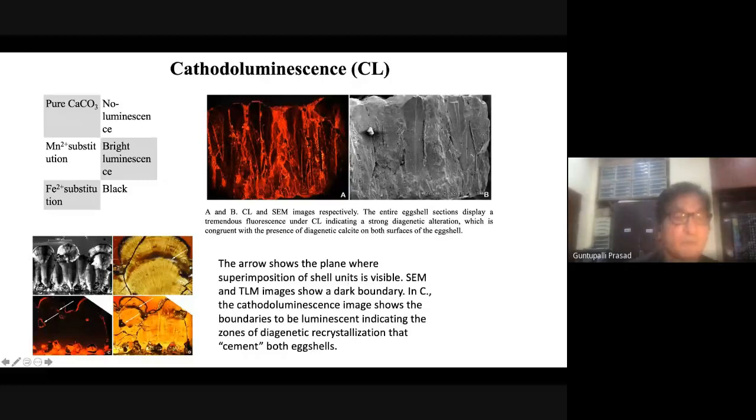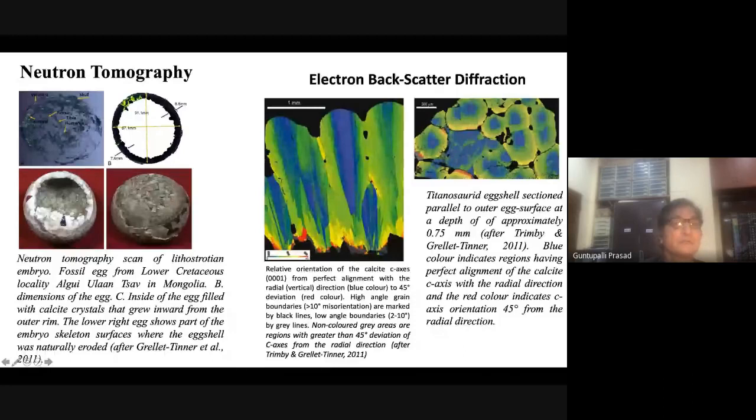And then we can also use neutron tomography. This is an egg of a dinosaur, which, if you want to see the inner contents of the egg, you normally have to break it. But if you don't want to break it, then the best way is to send it through neutron tomography, where the resolution is very high.